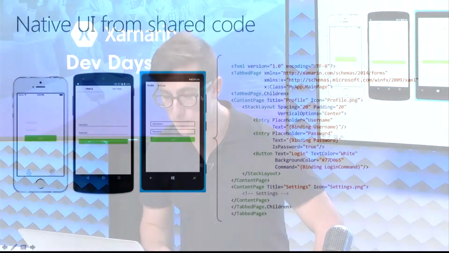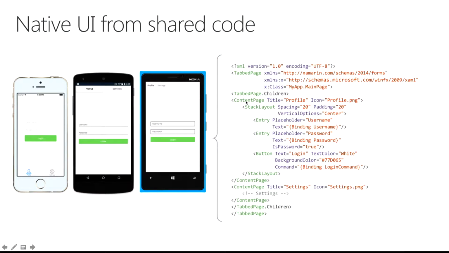And likewise, on Windows, we have the tabs at the top as well. So digging a little deeper, we have our stack layout in here, which is what we talked about earlier, where we're just going to have a couple controls or views on the screen, stacked one on top of each other. And in that stack layout are two entries where we can enter text, so in this case, username and password. And we have a button that lets us log in.